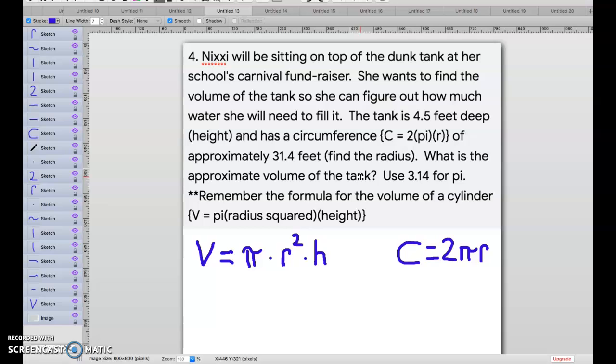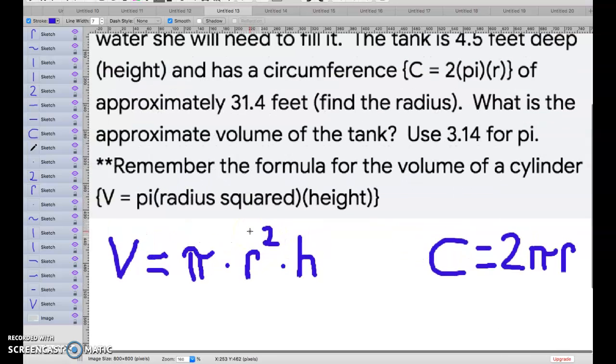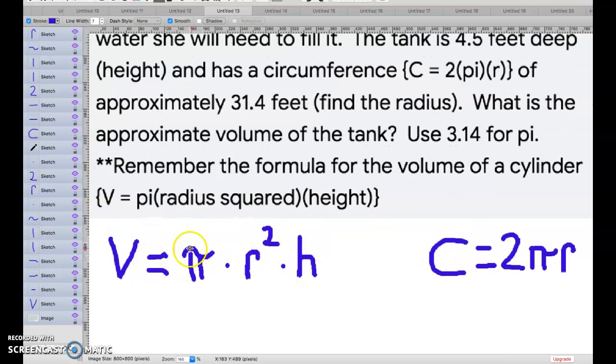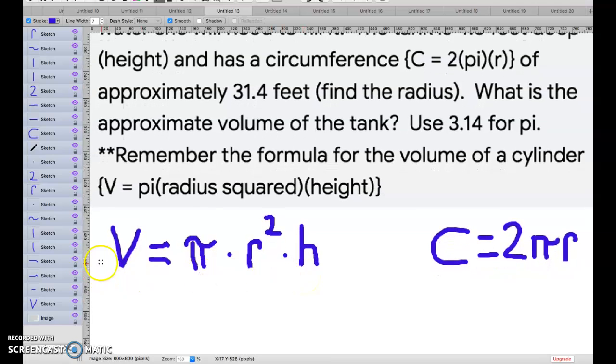So the final question is really, what is the approximate volume of the tank? Use 3.14 for pi. Remember, the formula for the volume of a cylinder is this thing right here. And I just rewrote it down here. If it makes more sense for you to see it this way, maybe you want to pause the video and copy this formula. V equals pi times r squared times h. So your final goal is to find the volume.